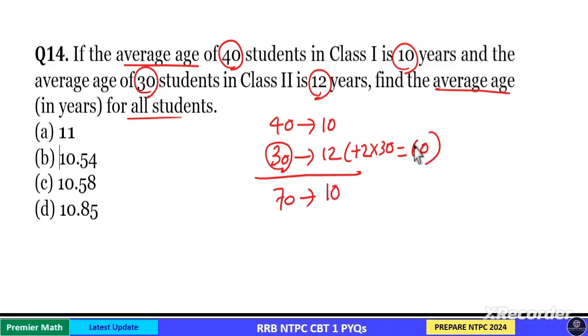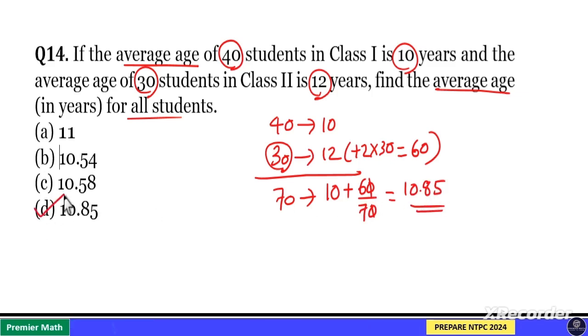So this extra sum 60 should be equally distributed to the total 70 students. And this equally distributed sum should be added to the common average in order to find the average of 70 people. So the average of 70 people is equal to 10 plus 6 by 7. 7 goes 8 times in 56, remaining 4, 7 goes 5 times in 35. So 10.85, option D is your answer.